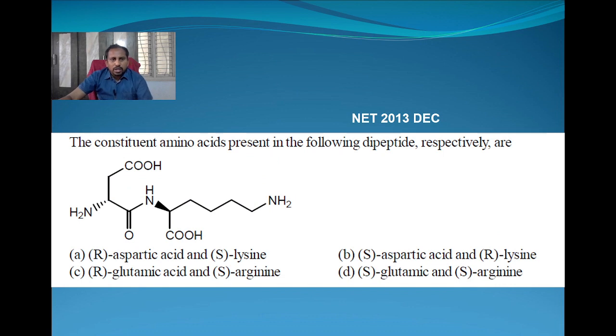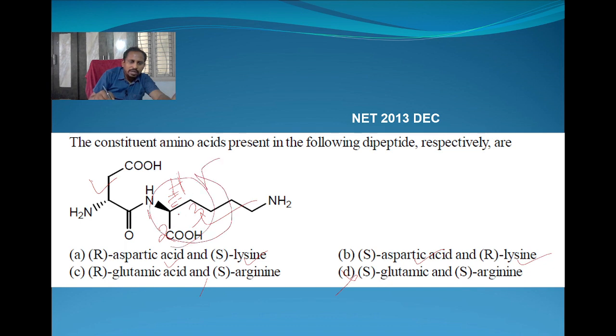Now, what are the constituent amino acids present in the following dipeptide? Listen, this is CH2COOH, which means this is aspartic acid, and this is lysine. So aspartic acid and lysine. Then the RS configuration: here is hydrogen, this is 1, this is 2 and this is 3, anticlockwise, with hydrogen below the plane. So S lysine. Where is S lysine? S lysine is here.